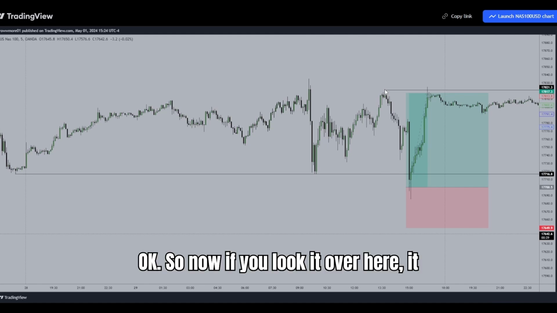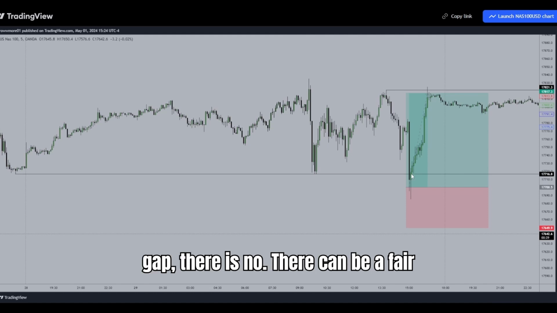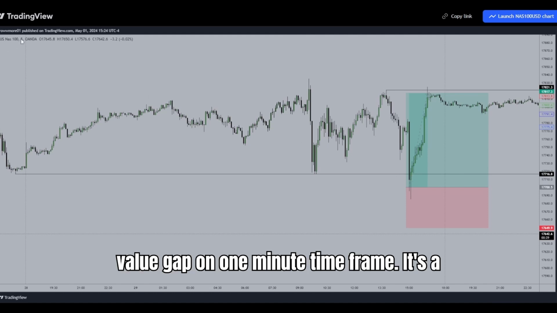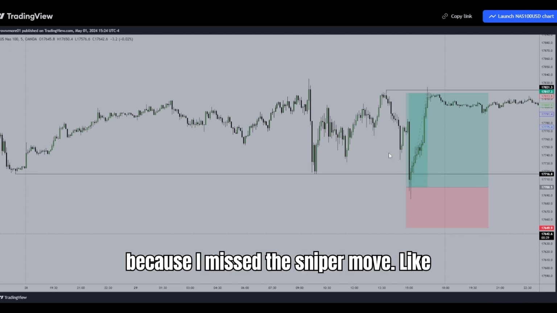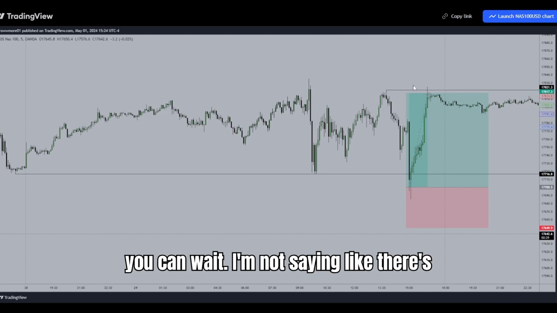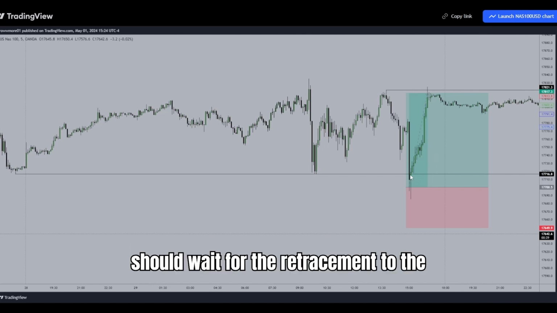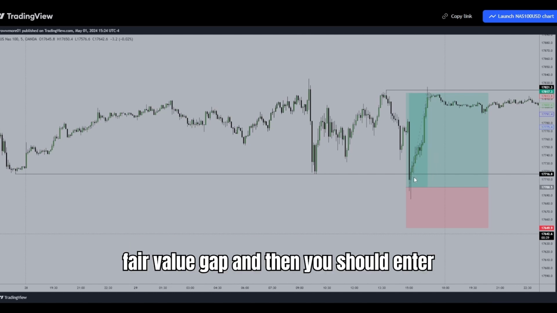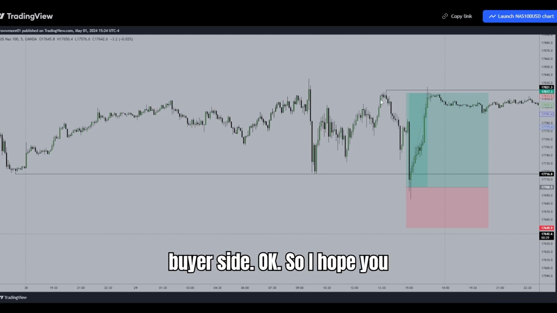Now if you look over here, it went up and there is no fair value gap. There can be a fair value gap on the 1 minute time frame, it's a 5 minute time frame, but that's why I don't wait for a fair value gap, because I missed the sniper move. You can wait, I'm not saying that's a bad move, because as a beginner you should wait for it. You should wait for the retracement to the fair value gap, then enter from there and target the buy side.